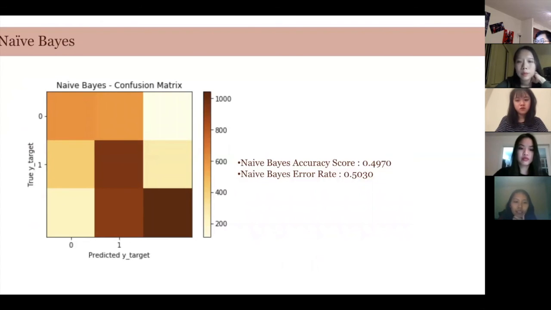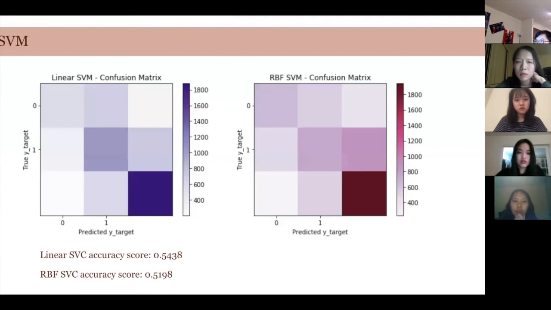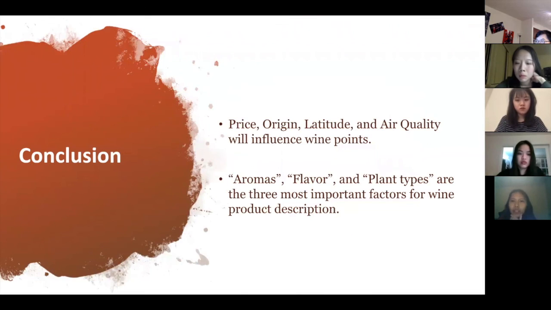Last slide. And here is the result of the logistic regression. The accuracy score is similar to the random forest and decision trees, around 0.5. Last slide. And then we go to the SVM, and we try linear SVM and RBF SVM. We could see that the linear one gives the best performance of all the classification models. It reached 0.5438. So let's go to the conclusion.